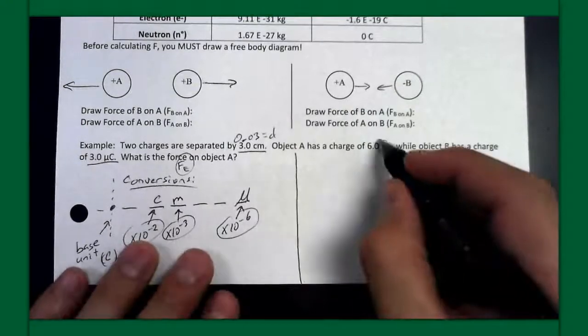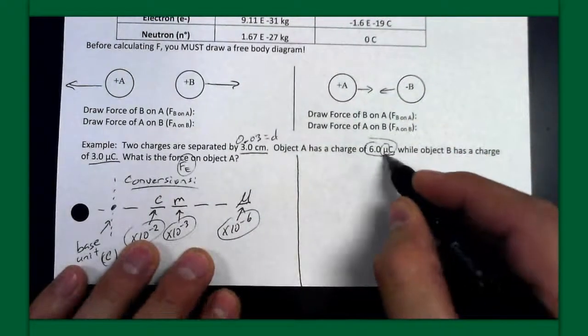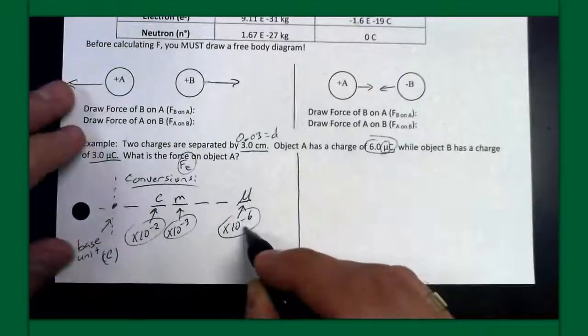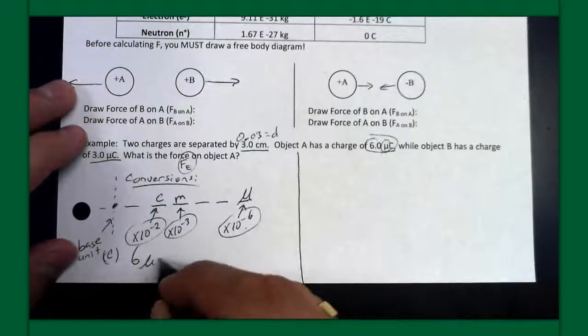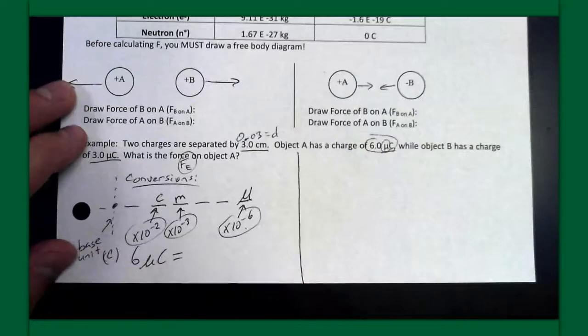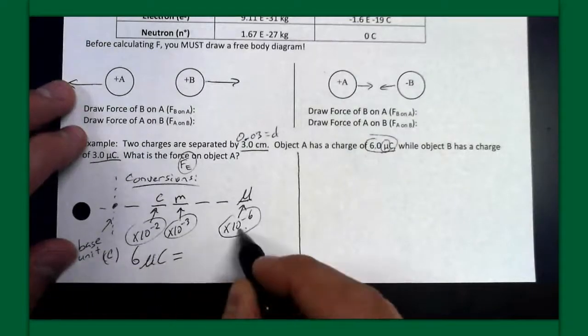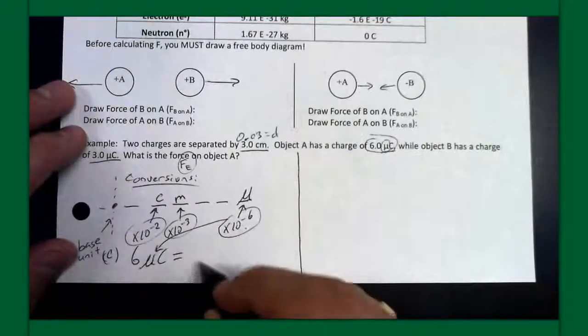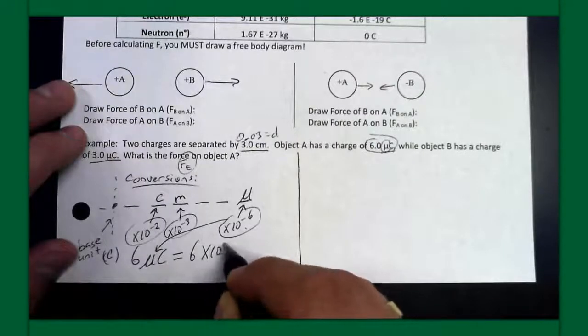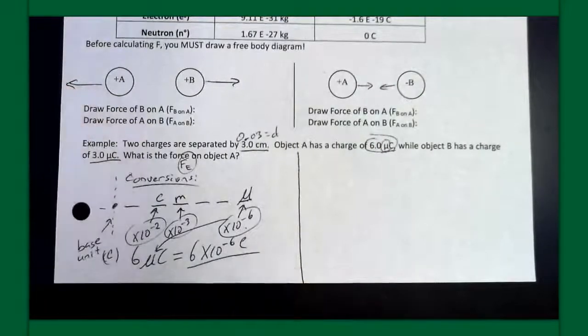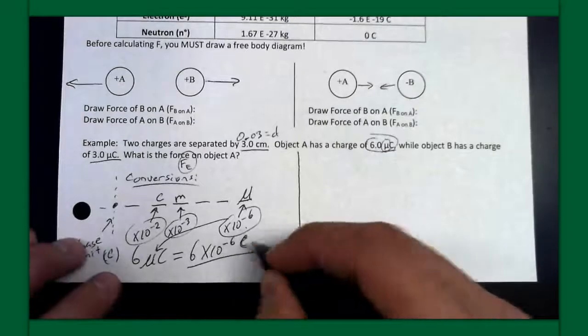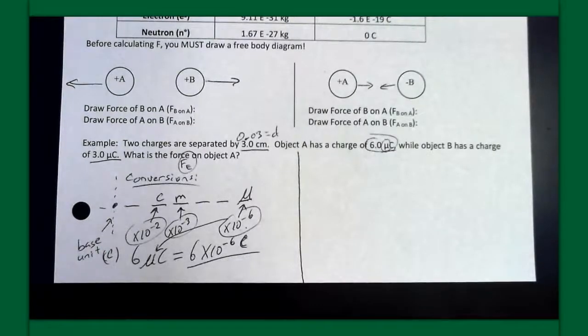So when I see a charge of 6 microcoulombs, when I see micro, I can literally substitute in times 10 to the negative 6. So 6 microcoulombs, to convert it to coulombs, micro means times 10 to the negative 6. I'm just going to plug that right in there. 6 times 10 to the negative 6th coulombs. Congratulations, you have just converted from microcoulombs to coulombs.